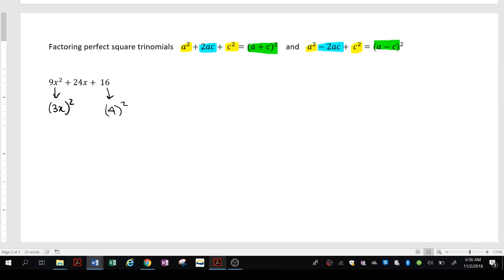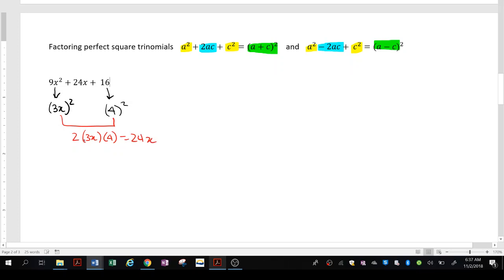Now, if you take those two values, 3x and 4, you'll notice that, yes, indeed, 2 times 3x times 4 is 24x. So this is indeed a perfect square trinomial. And we can simply factor that into 3x plus 4 all squared. Now we can expand and FOIL to double check our answer.